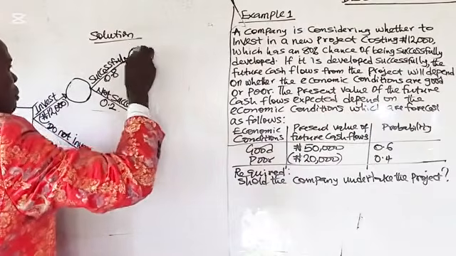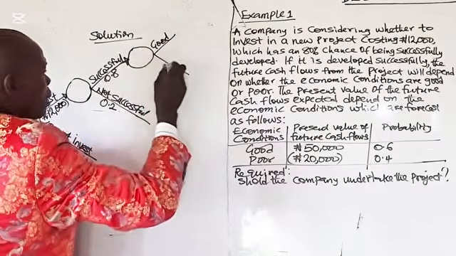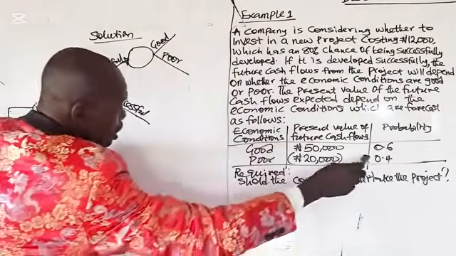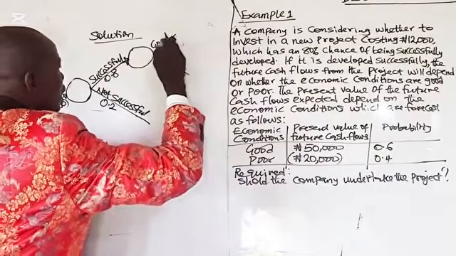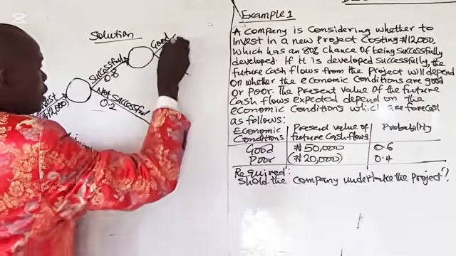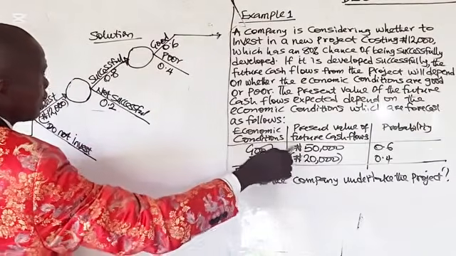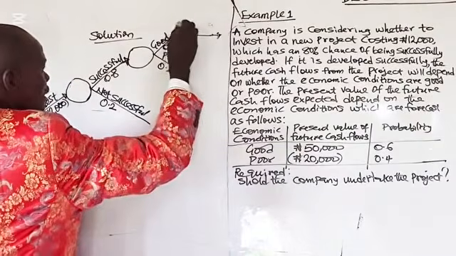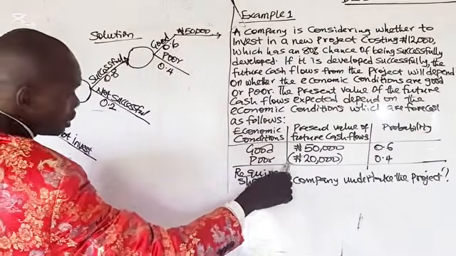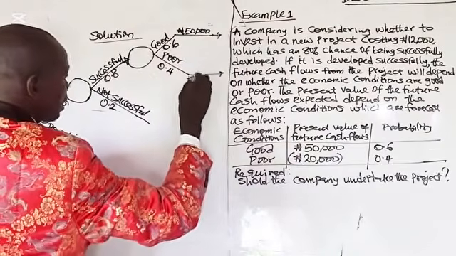So you have two possible economic conditions: good economic condition and poor condition. The probability of good economic condition is 0.6, and that of poor economic condition is 0.4. The cash flow of good economic condition is 50,000 naira, while that of poor economic condition is a loss of 20,000 naira.